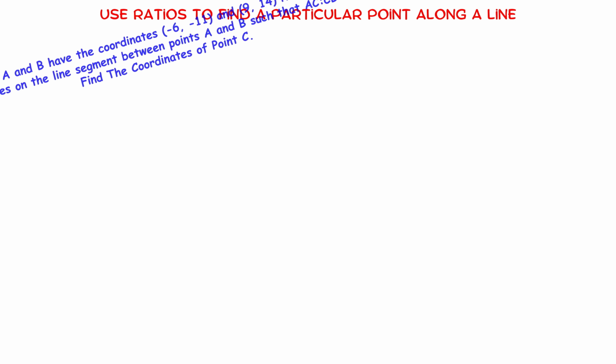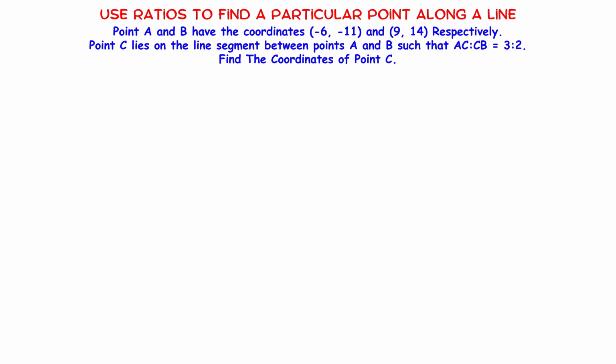So this question says that points A and B have the coordinates -6, -11, and 9, 14 respectively. Point C lies on the line segment between points A and B such that AC to CB is 3 to 2. Find the coordinates of point C.